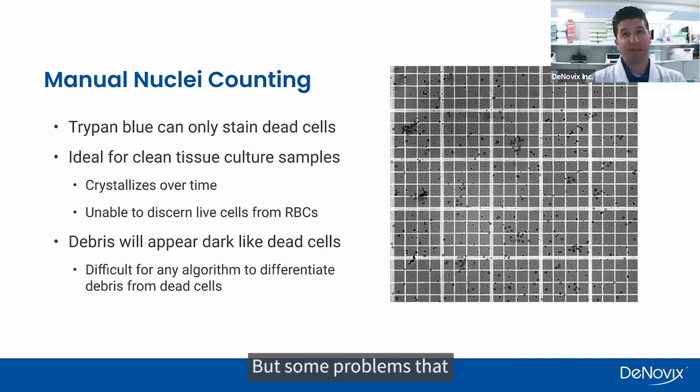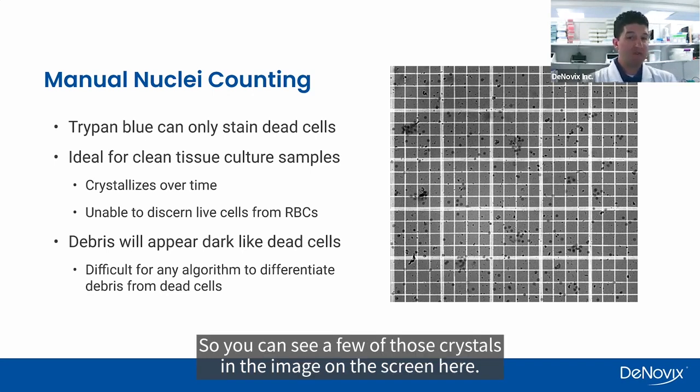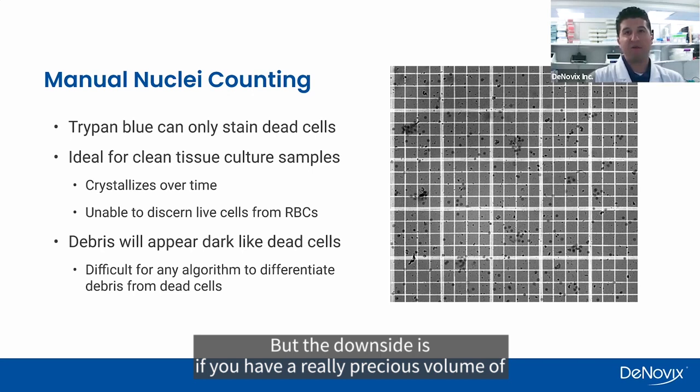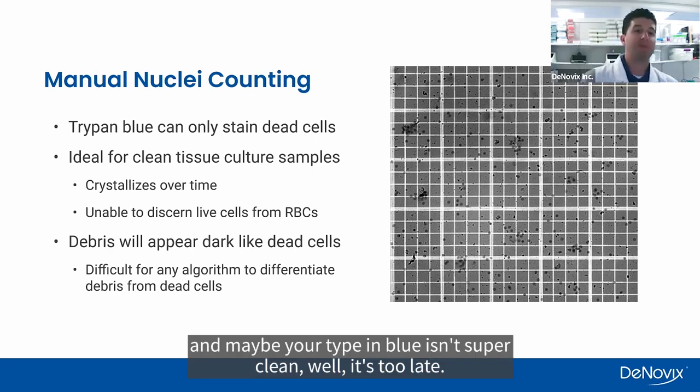But some problems that we know about with trypan blue are that it crystallizes over time. So you can see a few of those crystals in the image on the screen here. But the downside is if you have a really precious volume of nuclei and you load a bunch of it onto your hemocytometer and maybe your trypan blue isn't super clean, well, it's too late.